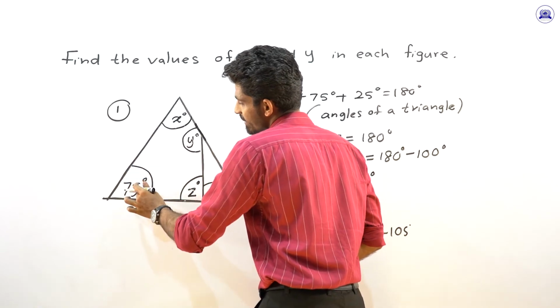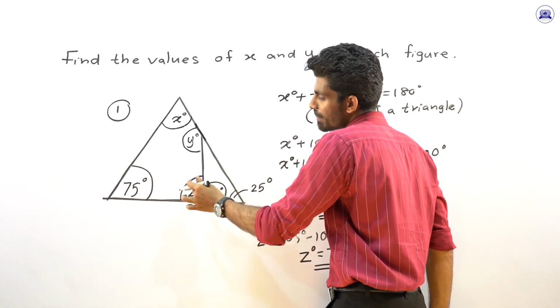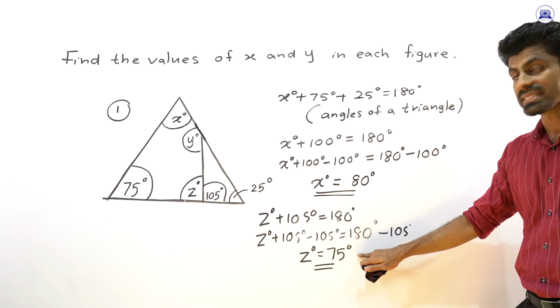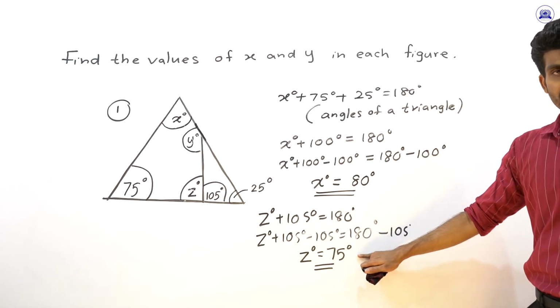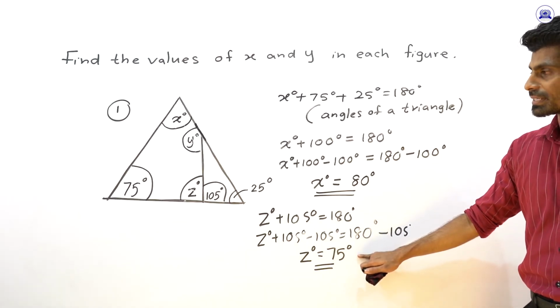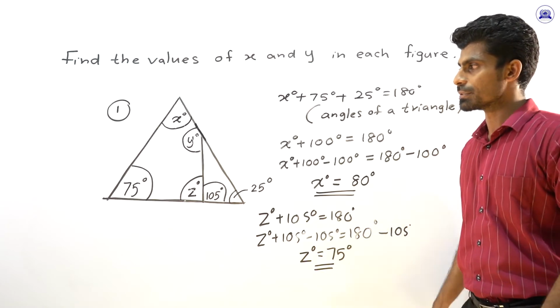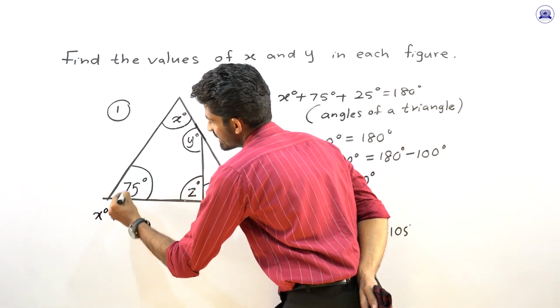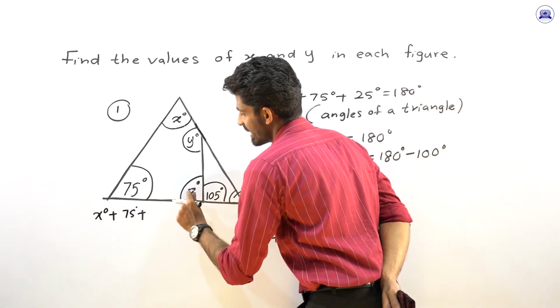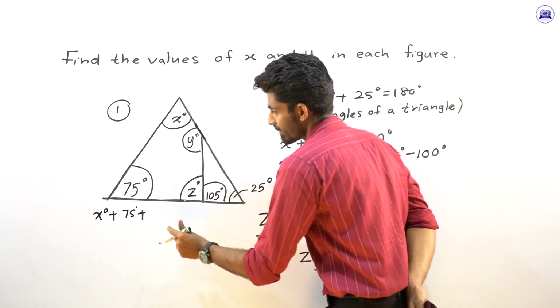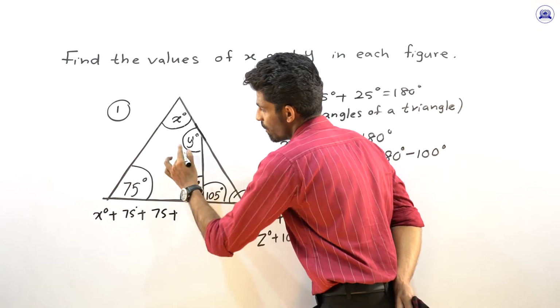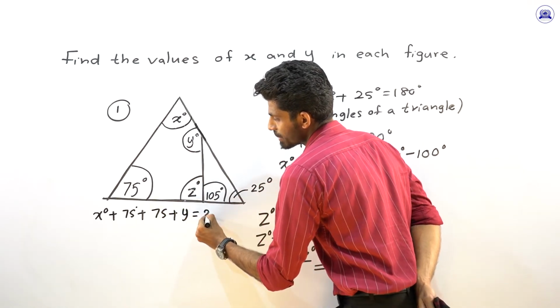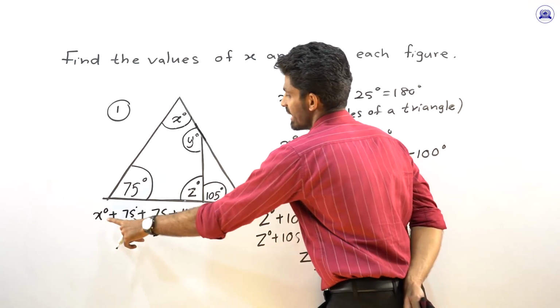X plus 75 plus y plus z. Z means 75, right? Z means 75. So we can do that one. Let's see how to do that one. X plus 75 plus z means 75 plus y equals 360.